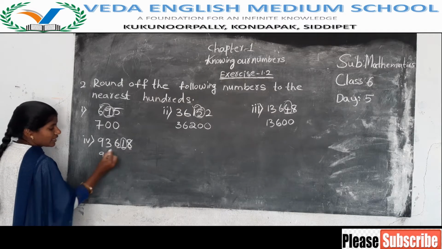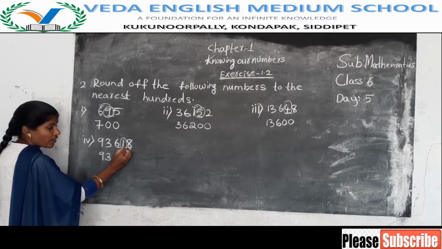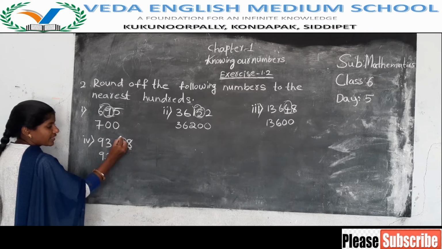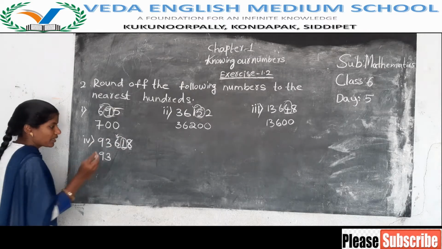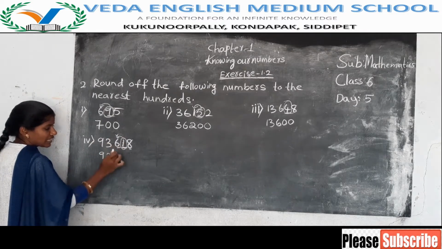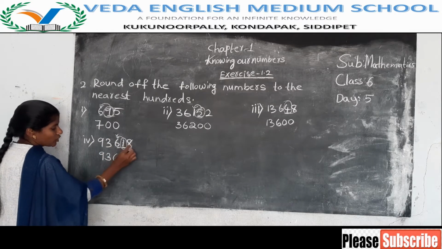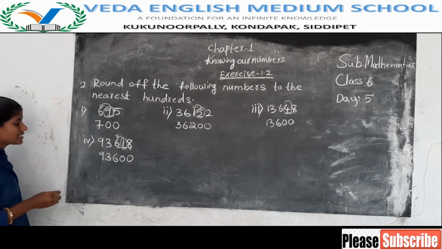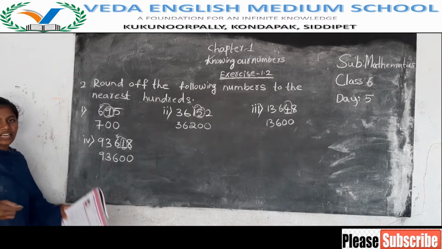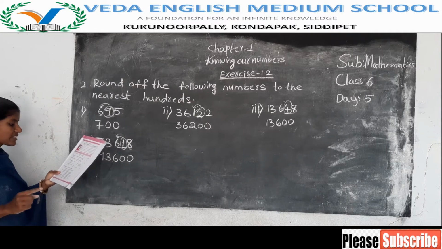9, 3. This number 1 is below 5. If the number is below 5, there is no need to increase the next number. Keep the next number as it is, so 6 as it is. Remaining two numbers are 0. So 93,618 is nearest to 93,600. Like this, second bit has completed.